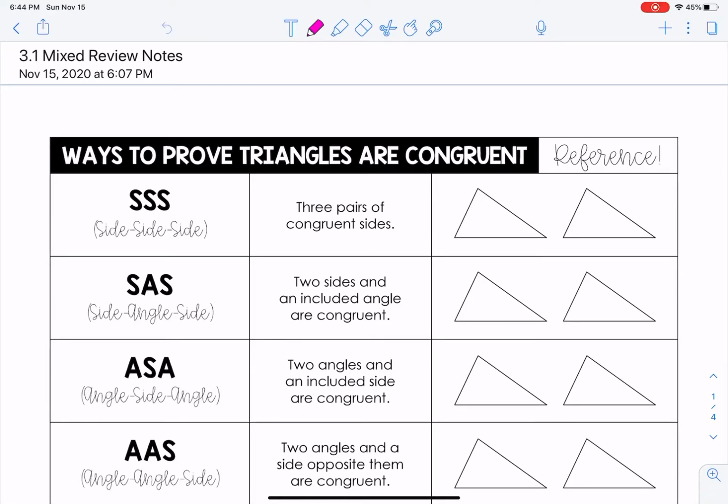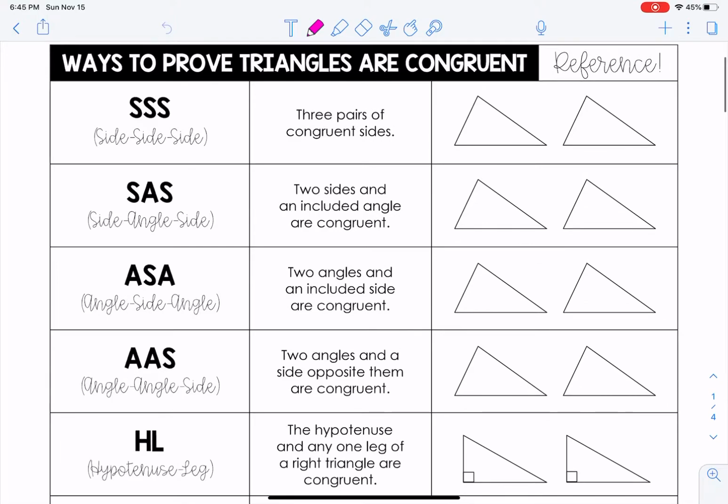Here we have a review for section 3.1 for triangle congruence theorems as well as isosceles triangles. So to review, there were five different postulates that we talked about for identifying congruent triangles. Side, side, side means that all 3 sides are corresponding pairs.